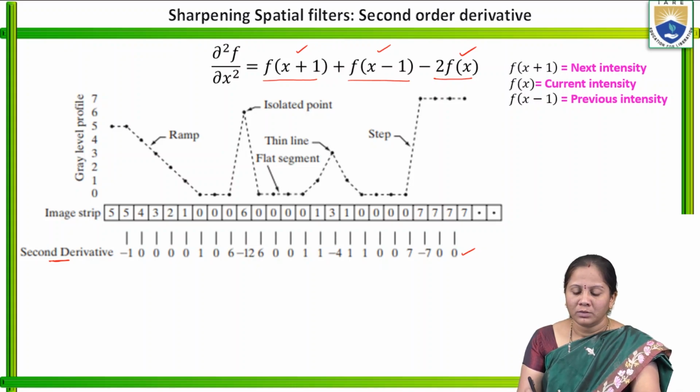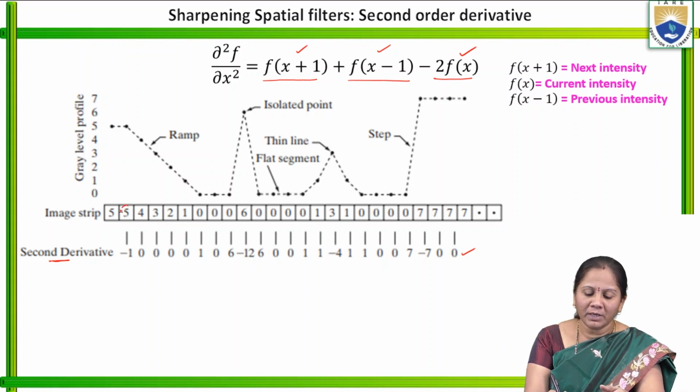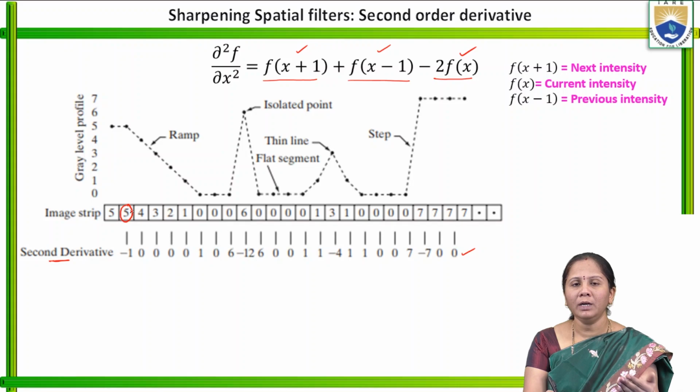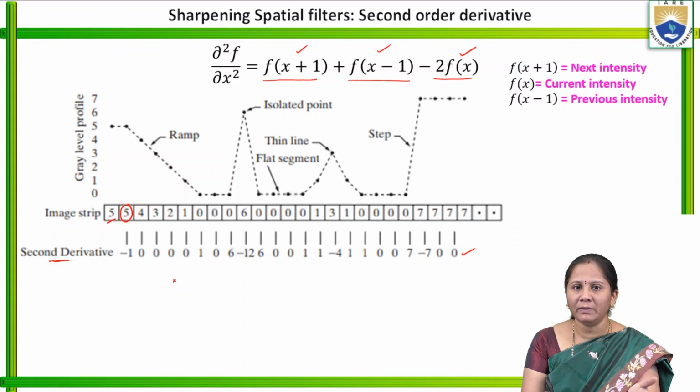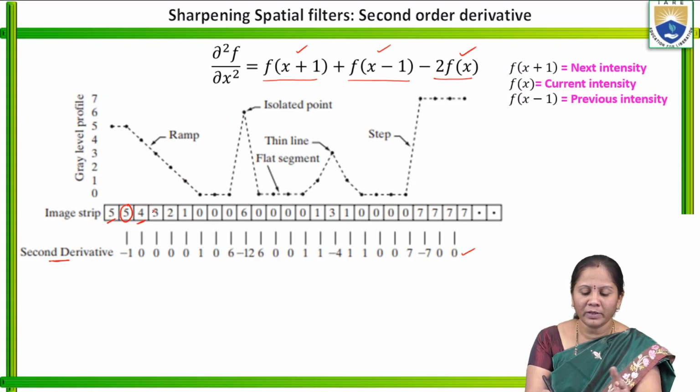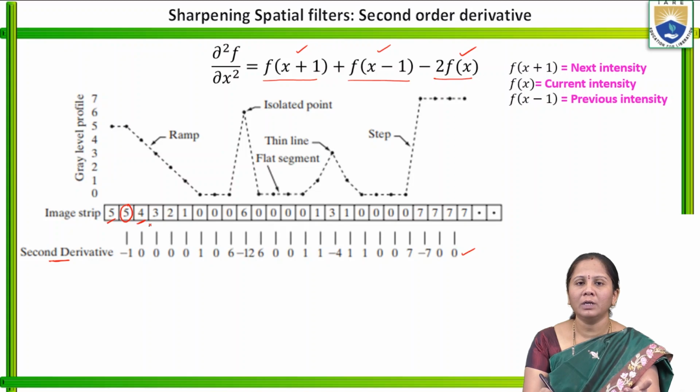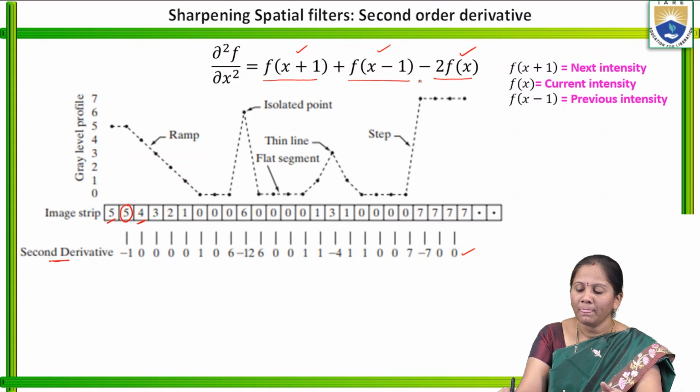Now, considering the image strip, we know how we got all these values on the image strip. Considering this value 5, it is called the current intensity, and before this we have 5, which is called the previous intensity, and here after 5 we have 4, which is called the next intensity. So considering these three values, and by using this formula, we can get the second order derivatives. That is, all these values can be obtained.